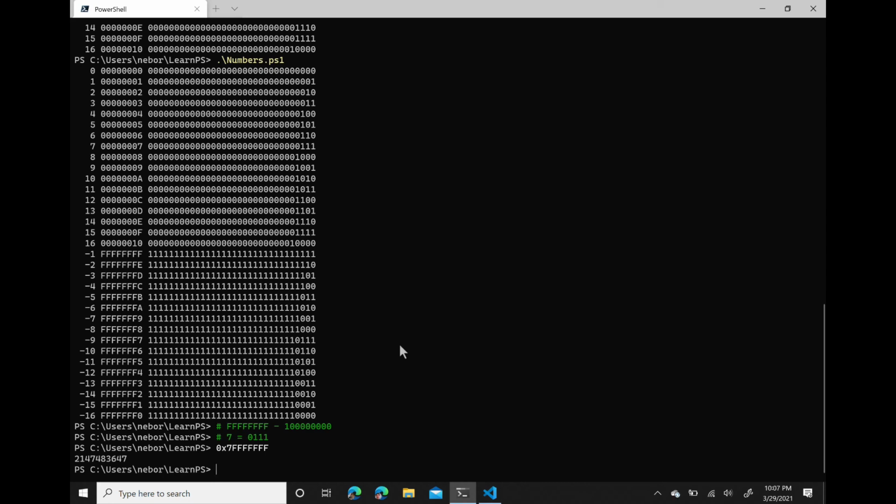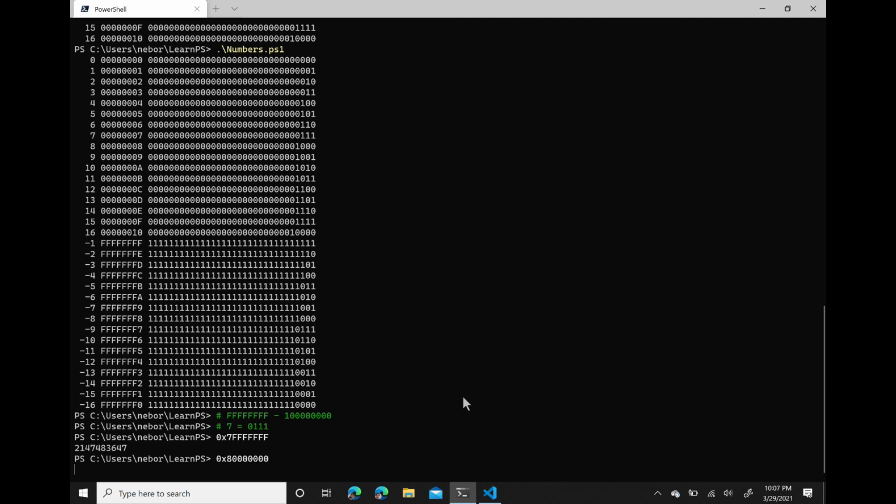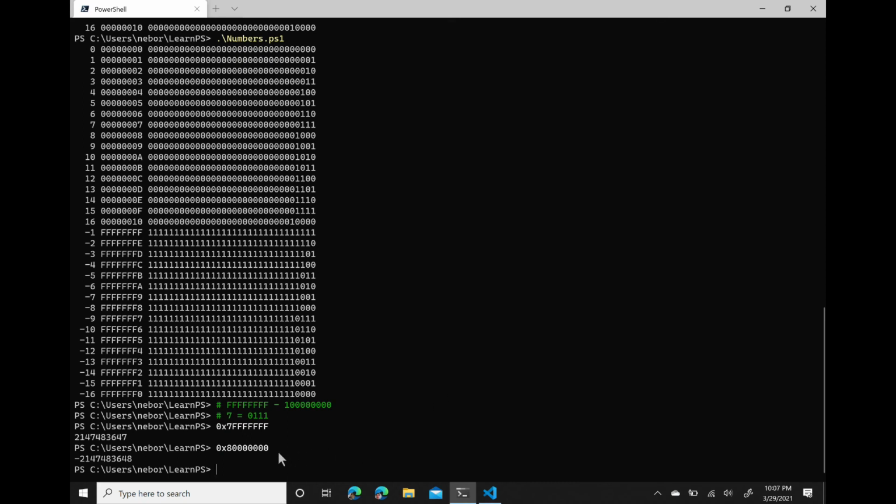The largest possible negative signed integer, the minimum negative signed integer, the one that's farthest from 0, the one with the largest magnitude, would have this bit pattern, because this is essentially equal to FFFFFFFF minus 100000000.